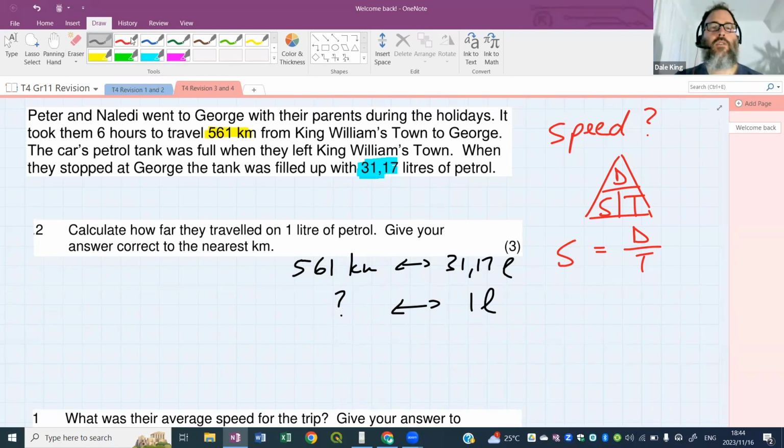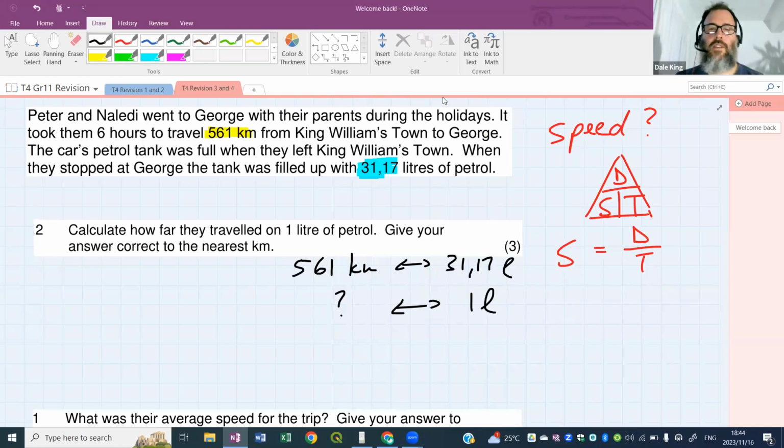You should all be trying this one. If 561 kilometers takes 31.17 liters, how far will you travel on 1 liter? All right, good. The answers are coming through now. Very good. Well done. Even though you guys are tired and you're not in the mood, you're still putting in the effort.